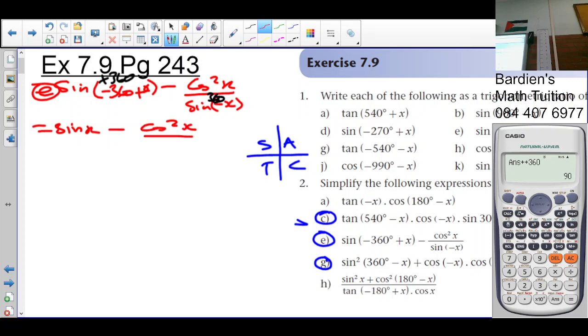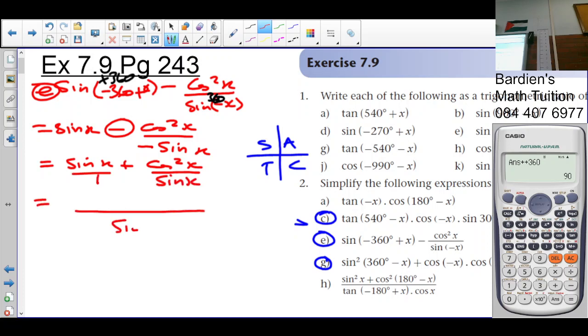In which quadrant is that? Fourth quadrant. Sine positive or negative? So it's negative sine x. Or I could have changed this to a positive. Okay? Alright. So I get now sine x plus cos squared x over sine x. What's your LCM? Sine x.